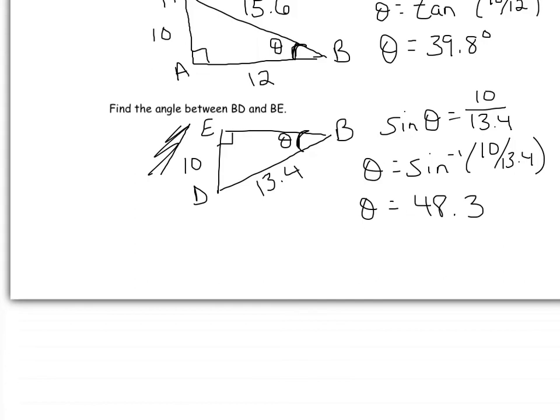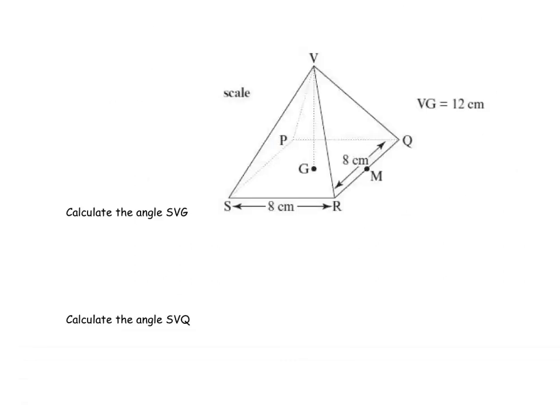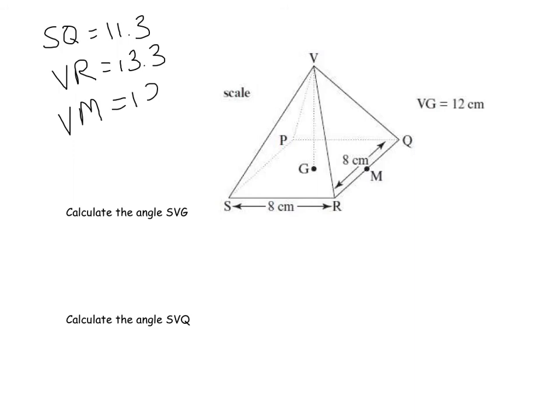Could we do the same thing with that pyramid? Let's jot down the parts we found already. We found SQ was 11.3. We found VR was 13.3. And we found VM is 12.7.